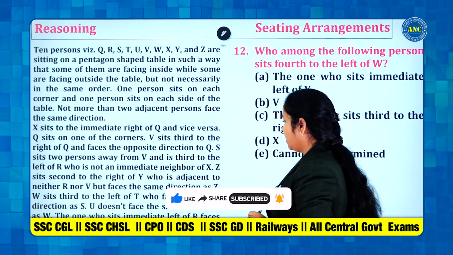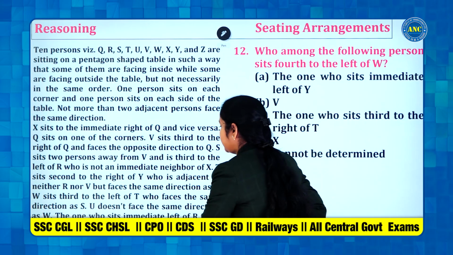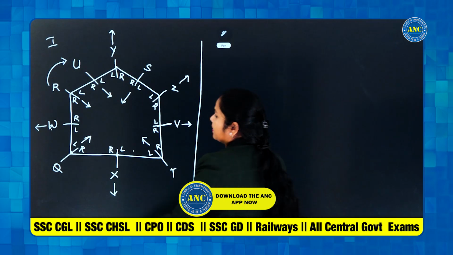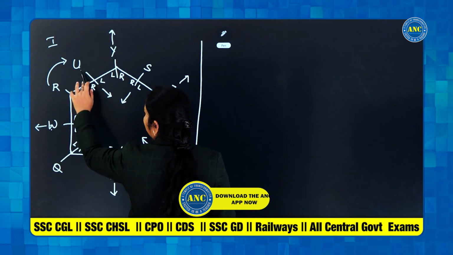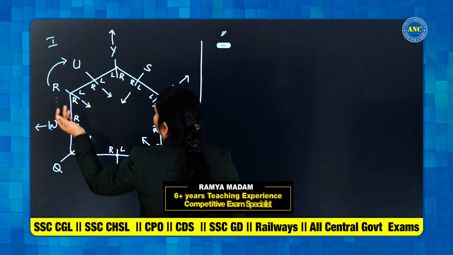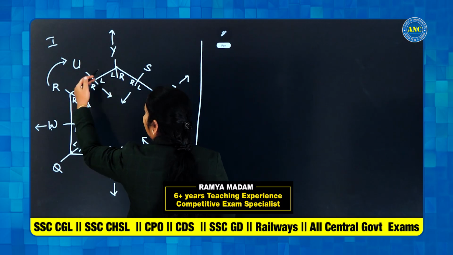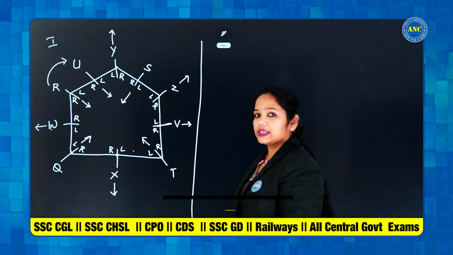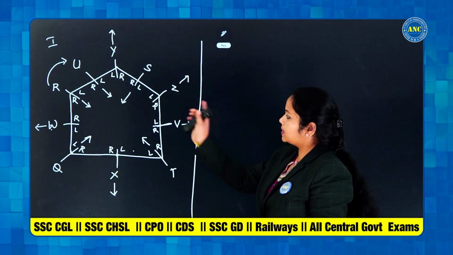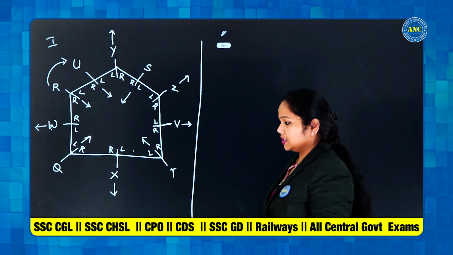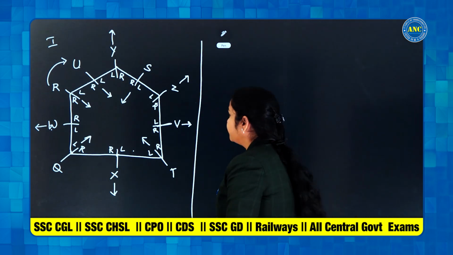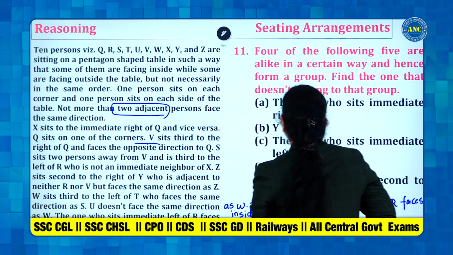U doesn't face the same direction as W. So when W is here facing away from the center, U is here facing inwards. And whoever is sitting immediate left of R is facing inside the table. So this is our final diagram. Let's solve the questions. Tell me the first question.